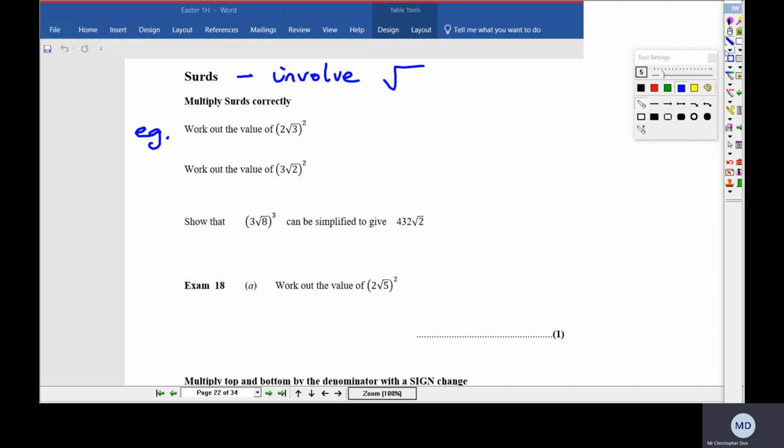Before I show you, let's get you thinking a bit about it. What do you think it's asking you to do when it's got a squared sign, a power of 2? Talk to the person next to you. What do you think the question wants you to do? Were you confused by it?